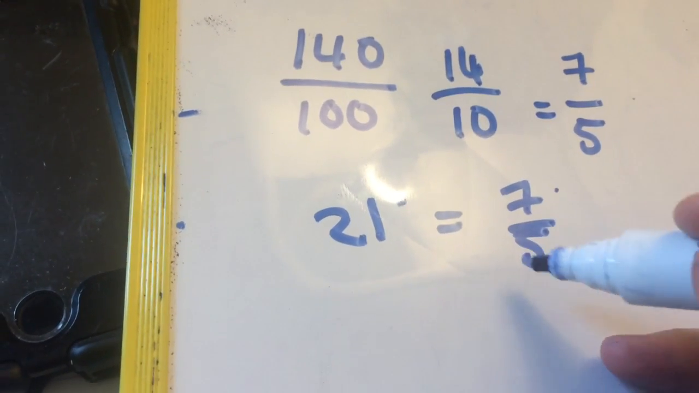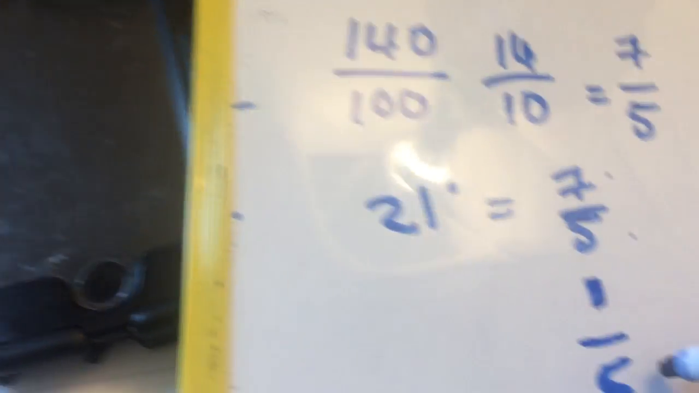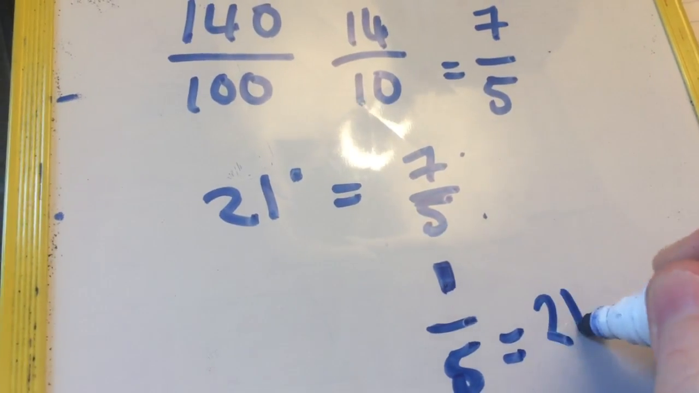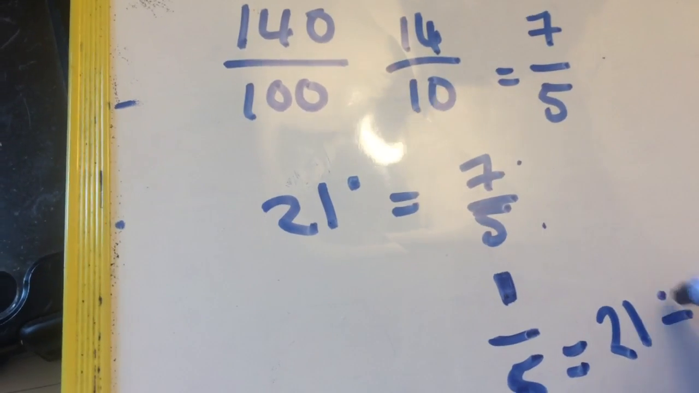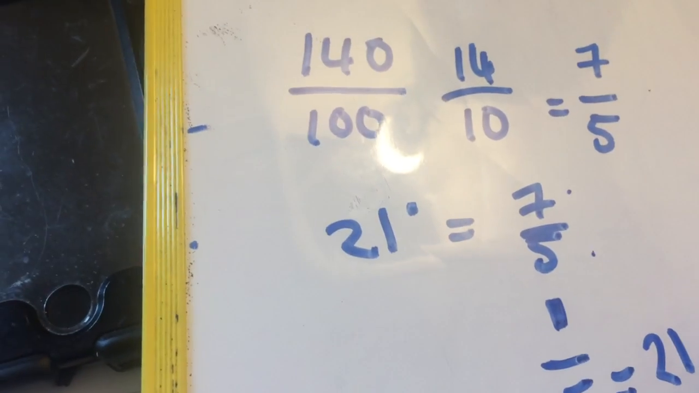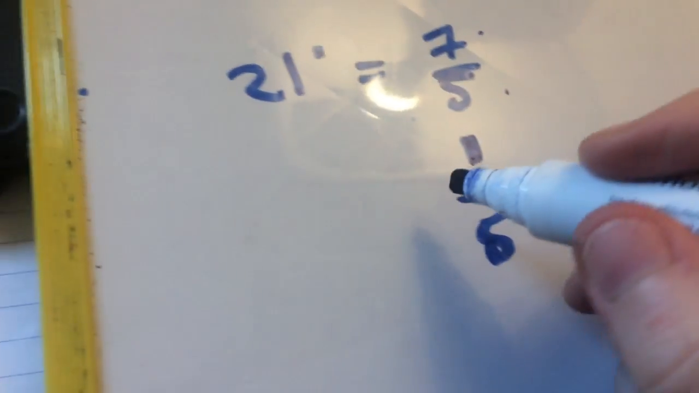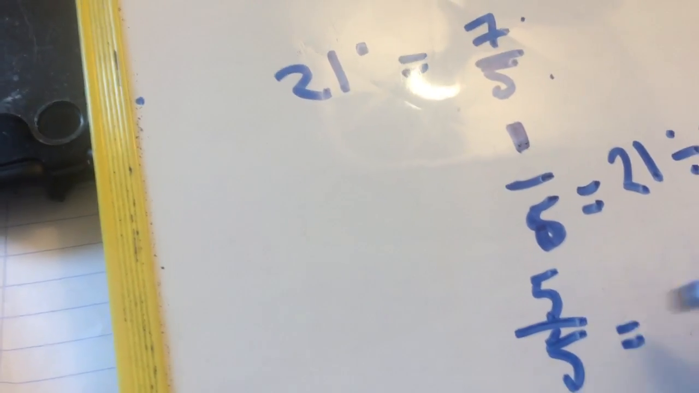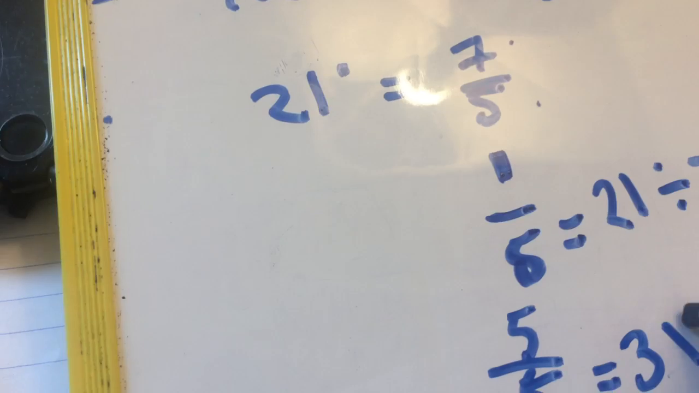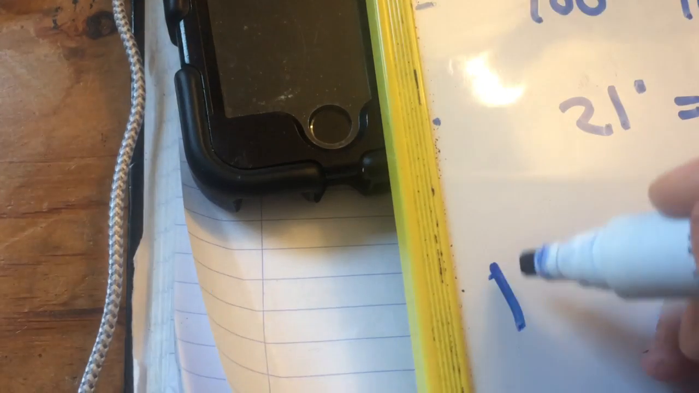So if 7/5 equals 21, 1/5 is equal to 21 divided by 7, because there's 7 of them there, equals 3. So 1/5 is equal to 3. So therefore 5/5 is equal to 3 multiplied by 5. The answer is 15. So yesterday it was 15 degrees Celsius.